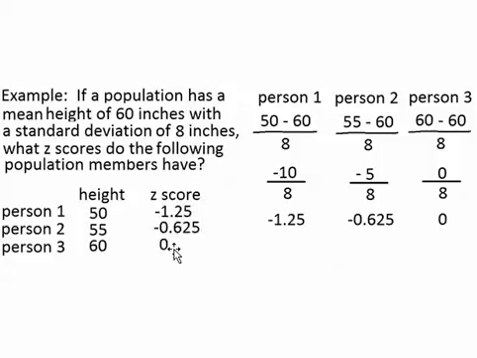So these are the z-scores of the three people. We've just taken these three heights and we've changed them to z-scores. So I hope that this makes it clear that each person has both a data value and a z-score that goes along with the data value. The z-score just shows the number of standard deviations that the data value falls below or above the mean.